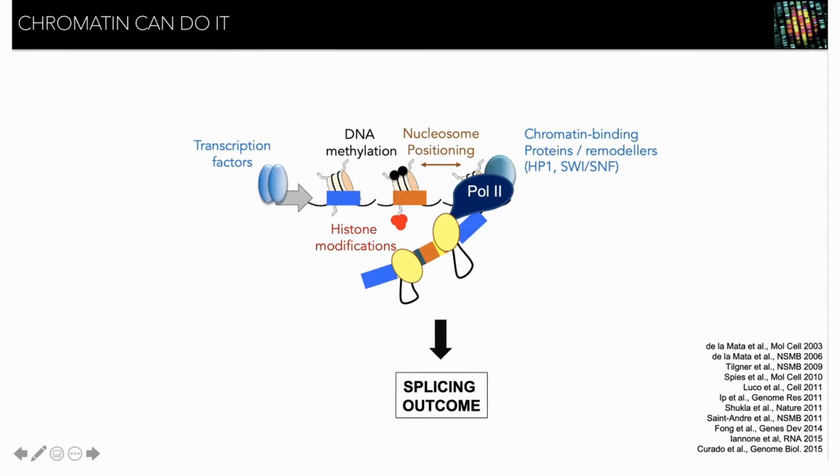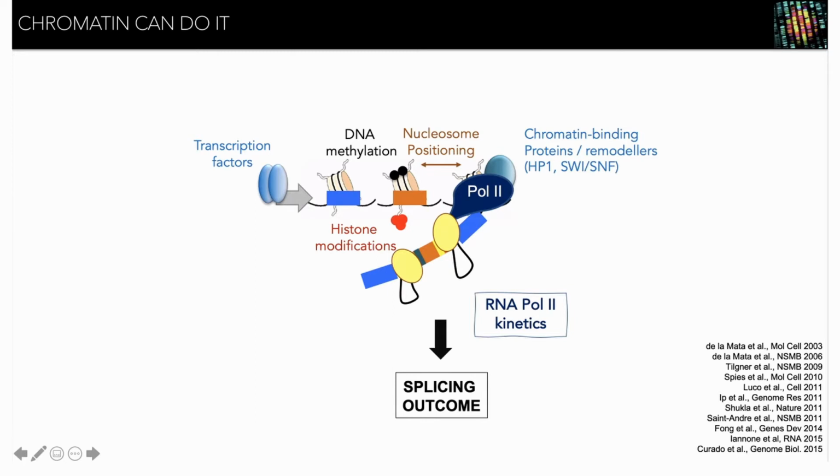In the late 90s, early 2000s, an increasing list of evidence showed that transcriptional regulators, chromatin binding proteins, nucleosome remodelers, nucleosome positioning, DNA methylation, histone modifications, all of them have been shown in one way or another to be impacting the final splicing outcome. And most of them have been shown or suggested to do so by modulating RNA polymerase II kinetics. Briefly, what this means is that, remember, this is co-transcriptional. And so by modulating Pol II kinetics, you're modulating the window of time of opportunity for the splicing machinery to be recruited to weak splice sites.